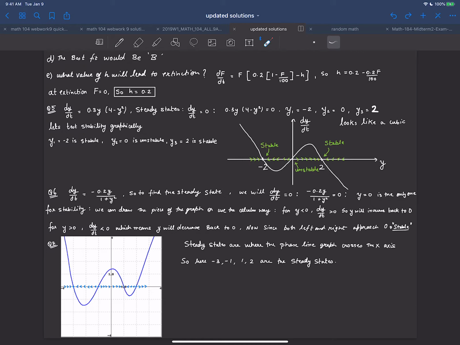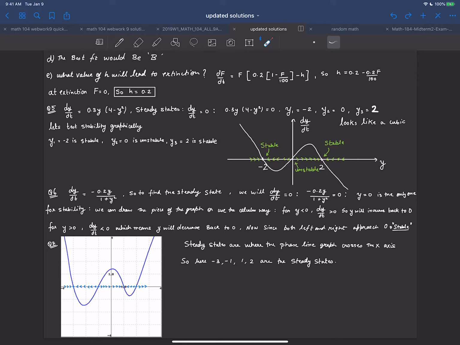Alright guys, let's talk about question 5 now. In this case, they've also given us a dy/dt equation, which represents the differential equation for y. y is the quantity that changes with time. And now they want you to find the steady states of this differential equation and comment on their stability. So once you find the steady states, all you gotta do is put it equal to 0 and solve for the y values.